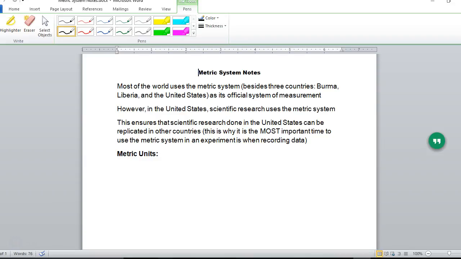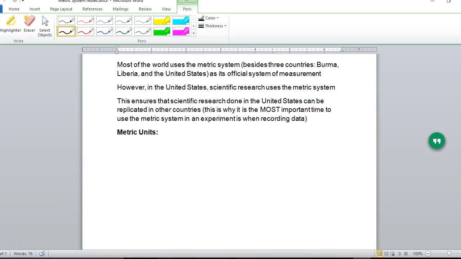The only three countries that don't are Burma, Liberia, and the United States. So we're one of the lone countries that does not use the metric system normally in everyday things. But all of our scientific research is done in the metric system, and this is to ensure that when you replicate experiments throughout the world, other countries will understand how we did our experiments, and they can be easily replicated. So obviously this is most important when recording your data.